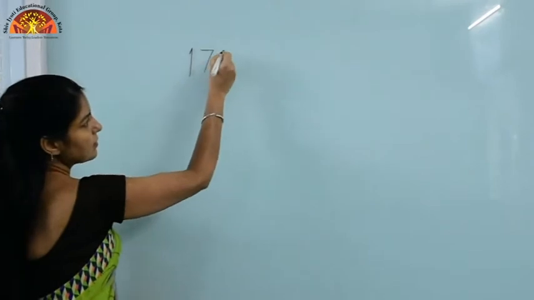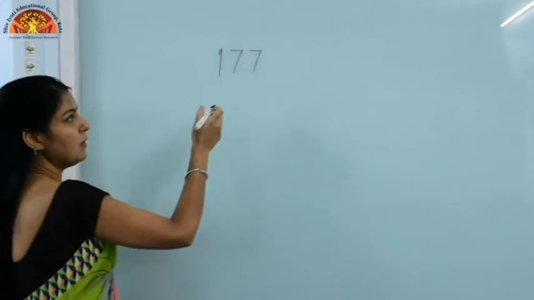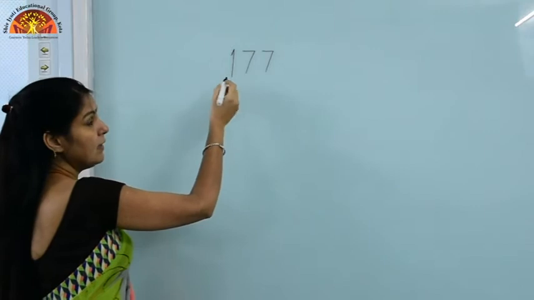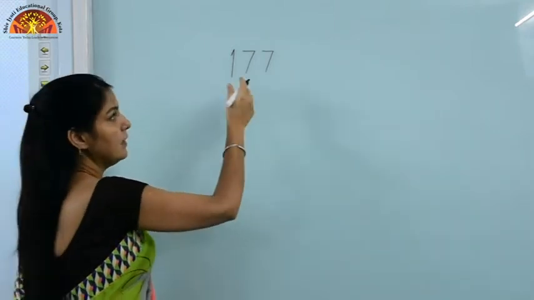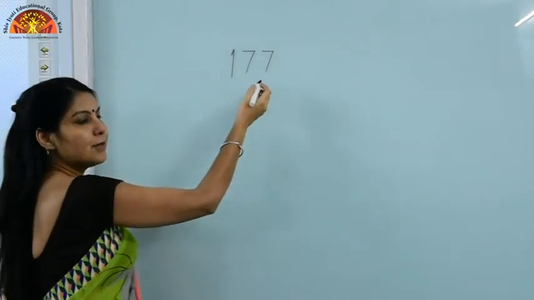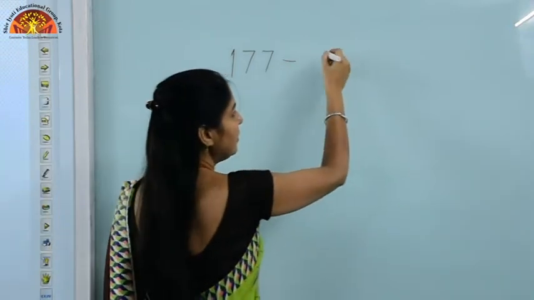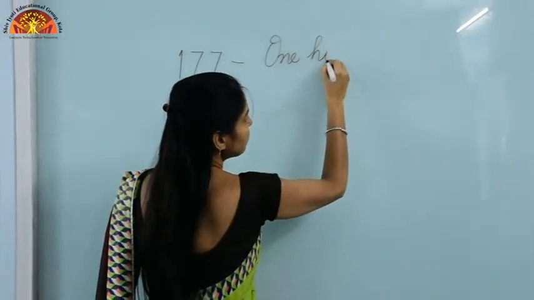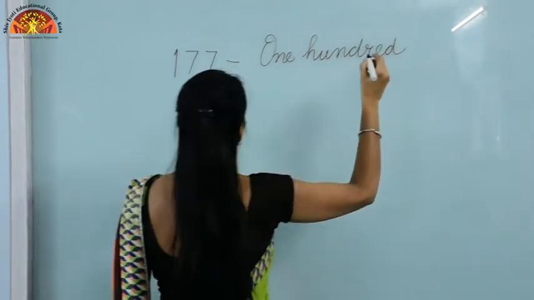This number is 177. How will you read this number? You will read this number according to their place values. Like this one is at 100 place, so we will read it as hundred. This is at tens place, so we will read it as 70. And this is at ones place, so we will read it as 7. And how will we write the spelling of this number? 177.